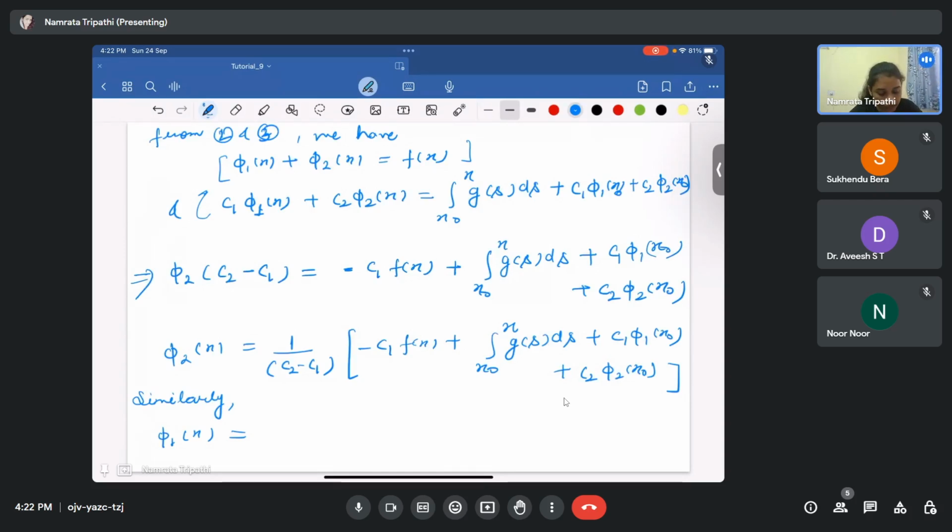Similarly, you can solve for phi 1. Just you have to subtract from this to this after multiplying C2 in this expression. Then you will cancel out phi 2. So the expression you will get in the second term will remain the same.